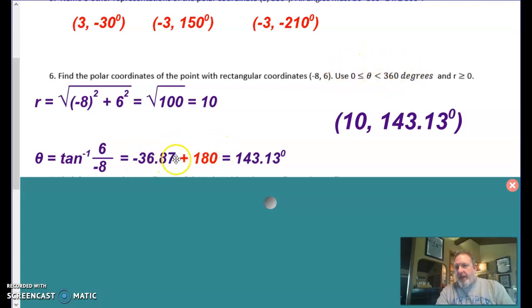Notice we're supposed to be between 0 and 360. So I add 180 to that. Why 180? I have a negative x and a positive y. So if I have negative x and a positive y, that's quadrant 2. So that's how I know that I have to add 180 to this. Now if they were both negative, then we know we're in quadrant 3. And if you had a positive x, negative y, you know you're in quadrant 4. So make sure you pay attention to that. If you were in quadrant 4, then we would have had to add 360 to this. So our answer for theta, 143.13 degrees. r is 10. Write that as your r, theta point.